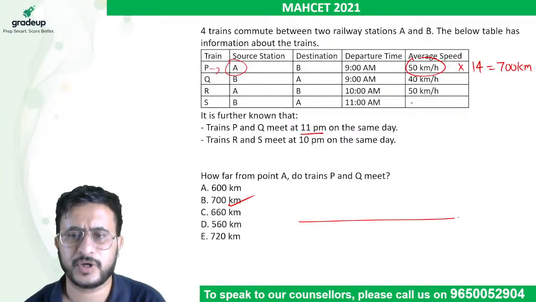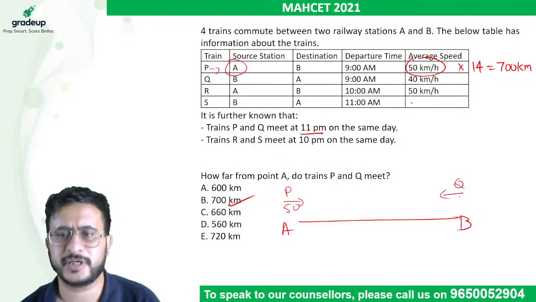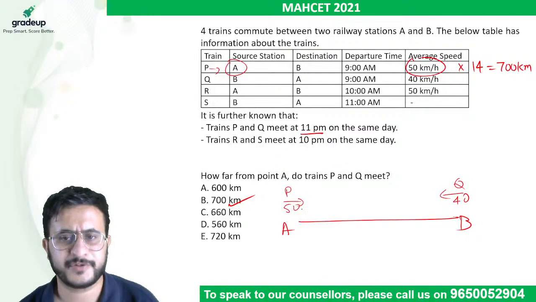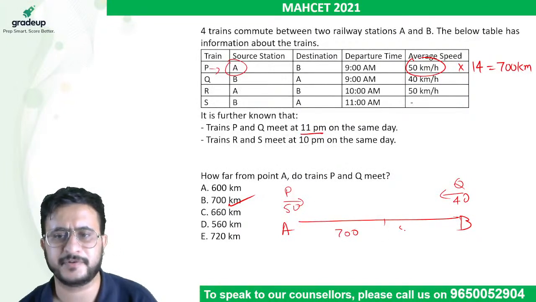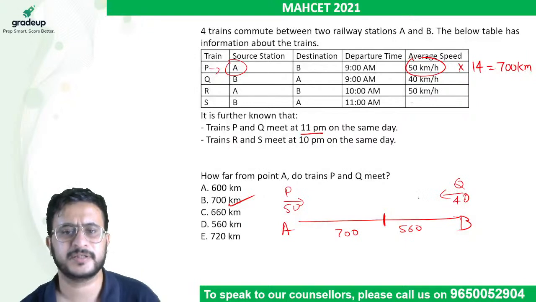So P and Q are going in this direction, right? From A, it is P, which is going at the rate of 50, and from B, it is Q, which is going at a rate of 40. So after 14 hours, this will have covered 700 kilometer, this will cover 560. So it is 700 kilometer from A. Isn't it? That was a simple one.